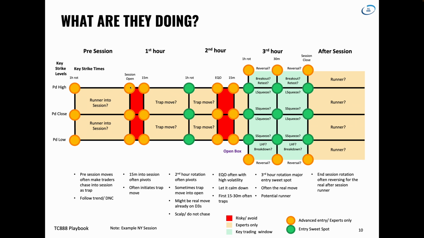Then session open, you never trade that. You wait for the first 15-minute rotation. This often pivots and gives you a trap move into the end of the hour often. So this can be a scalp move. Then 1st hour hits. This is a very nice trading moment.